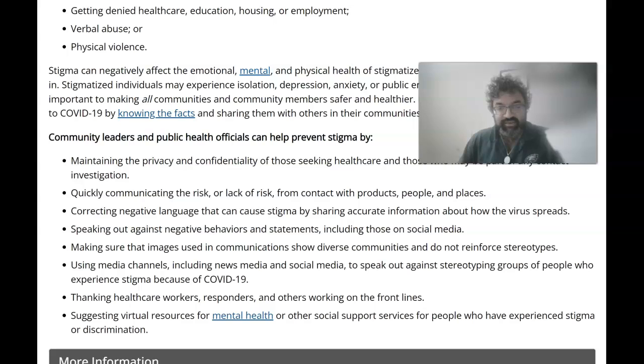That can cause stigma by sharing accurate information about the virus spread. So, by the way, I did receive 1 wrong out of the 10. Speaking out against negative behaviors and statements, including those on social media. With the propagation and advent of social media, there's a lot of different myths and in some ways attacking certain groups. And it's better to stay away from that and not make that part of your belief system. Making sure that images used in communication show diverse communities, not to reinforce stereotypes.